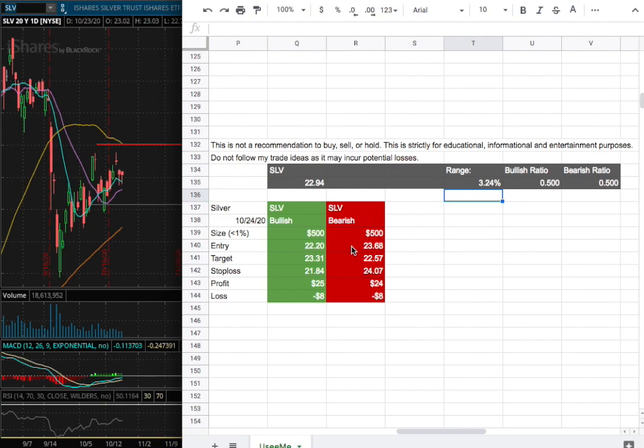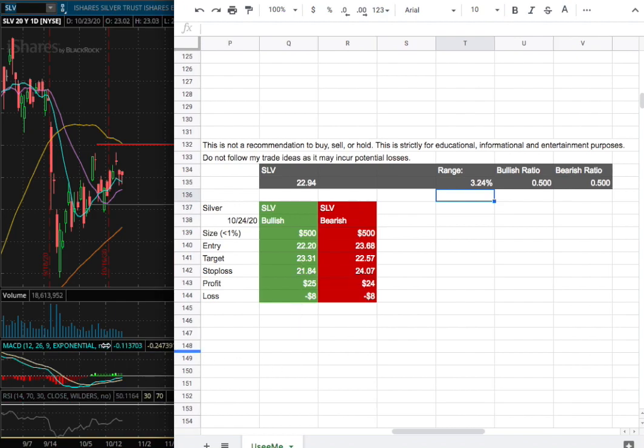And on the other hand, if I were to open a short position, my entry will be at $23.68, which coincides with the 50-day moving average, this range right here. And my sell target will be $22.57, and my stop loss will be $24.07. So whichever entry price hits first, that will be my position of the week.